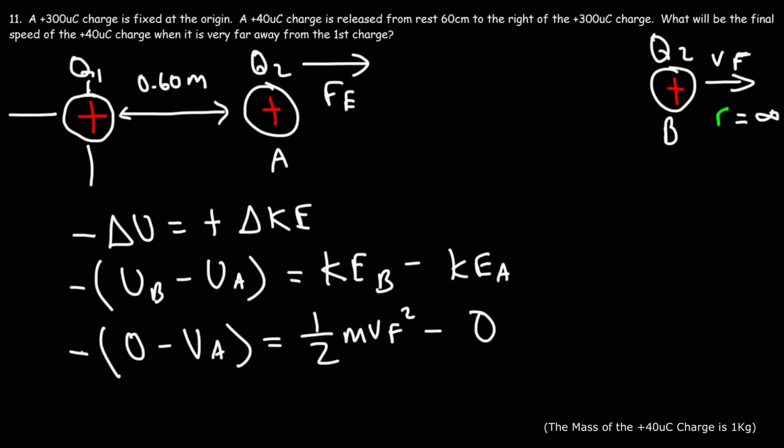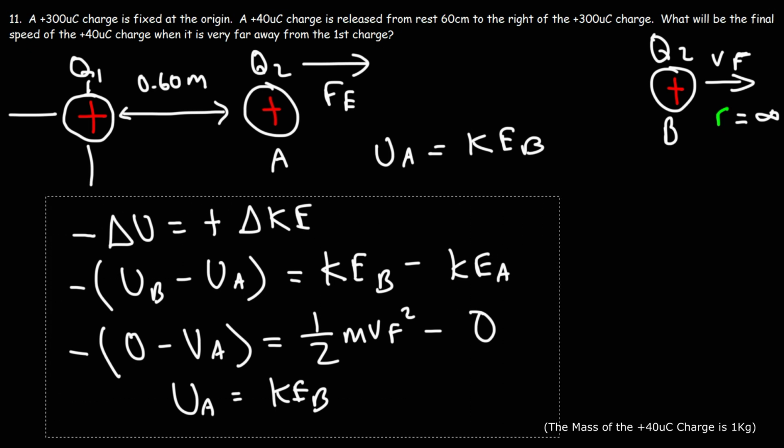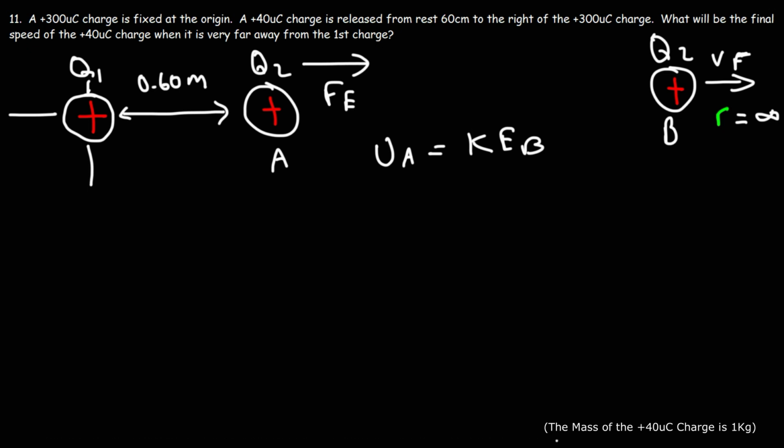So therefore we have two negative signs here, so that's positive. UA is equal to KEB. So for this problem, the electric potential energy at A is equal to the kinetic energy at B. So all of the electric potential energy that was stored in the system when these two charges were close to each other, all of that has been converted to kinetic energy.